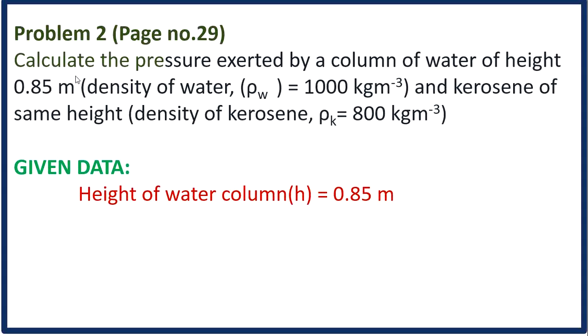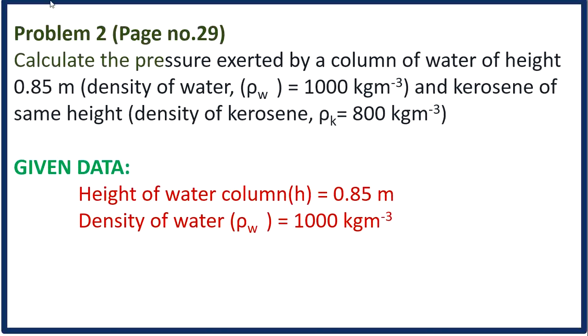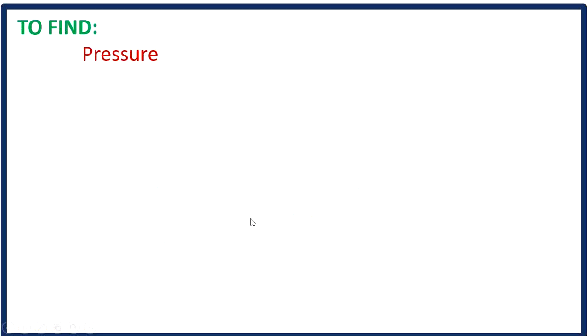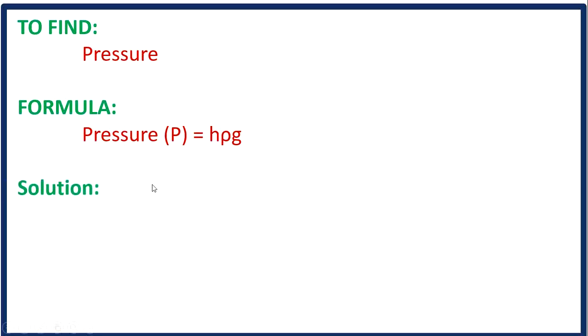Given data, height of water column h is equal to 0.85 meter and density of water rho W is equal to 1000 kg m^-3. Density of kerosene rho K is equal to 800 kg m^-3. This K indicates kerosene and W indicates water. Now we can calculate the pressure. Formula to find out the pressure P is equal to h rho g. What is h? h is the height, rho is the density, and g is acceleration due to gravity.